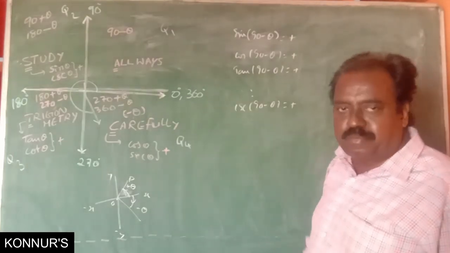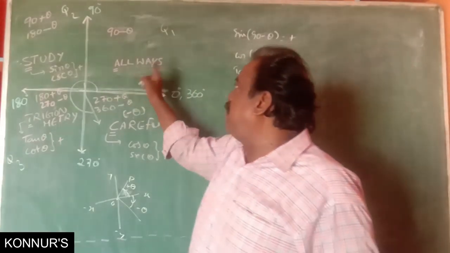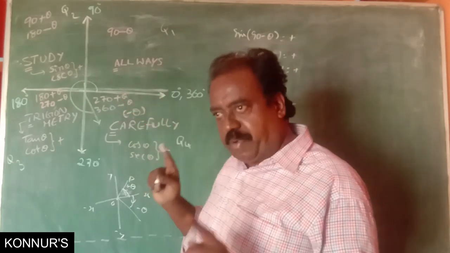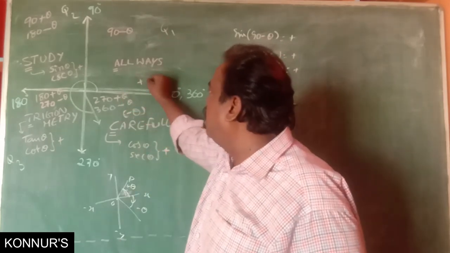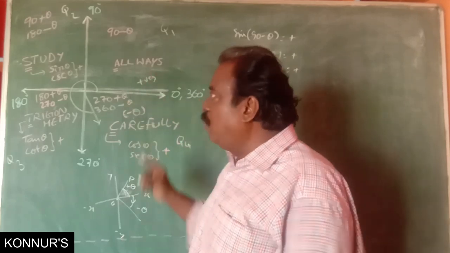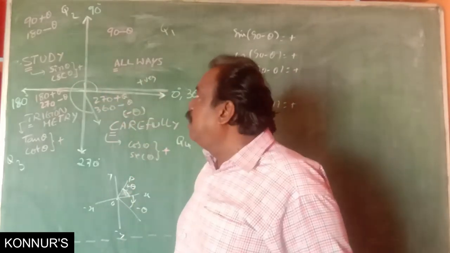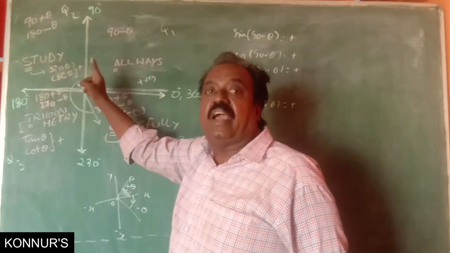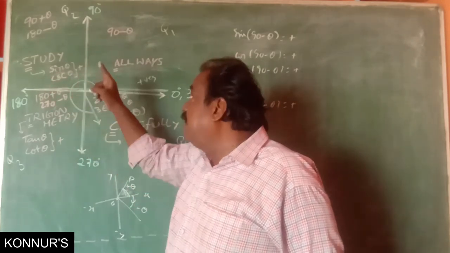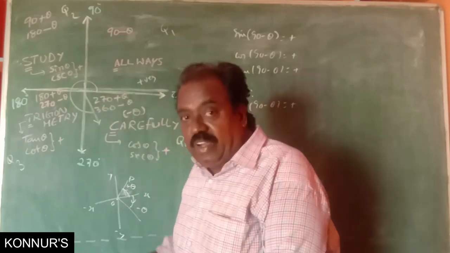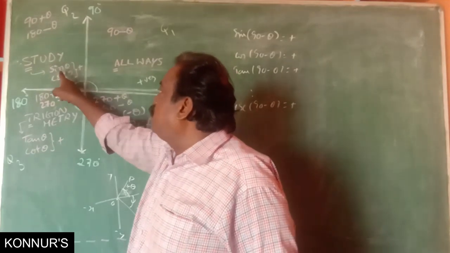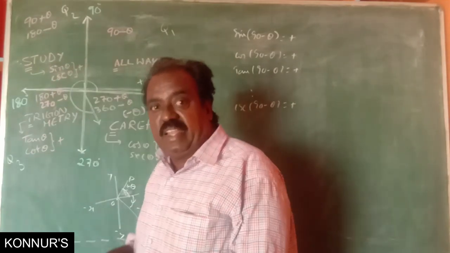That is the meaning of that one. "All" means all the ratios in this quadrant one are positive. These are the positives always. Okay, next we go to that one. "Study" starts with S. S means the ratios sin theta and cosecant theta. Not only sin, its reciprocal cosecant also. These two are positive, the remaining are negatives.